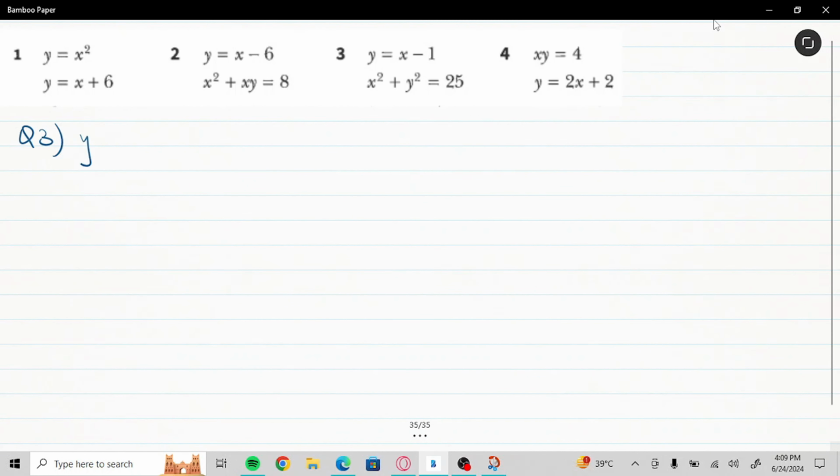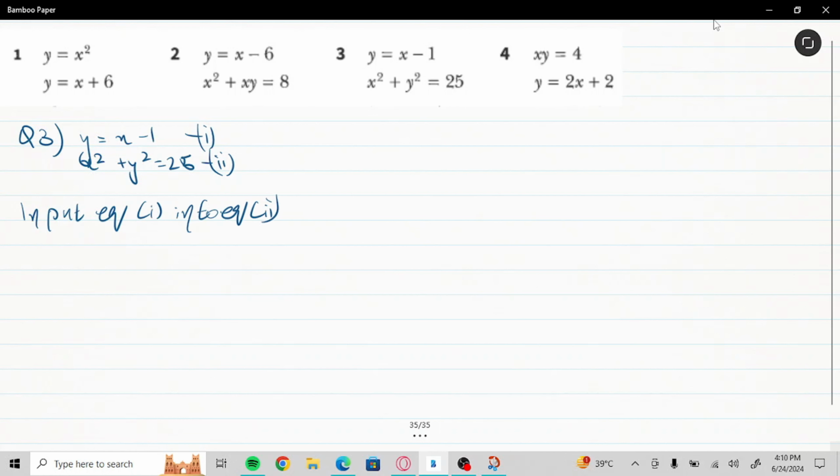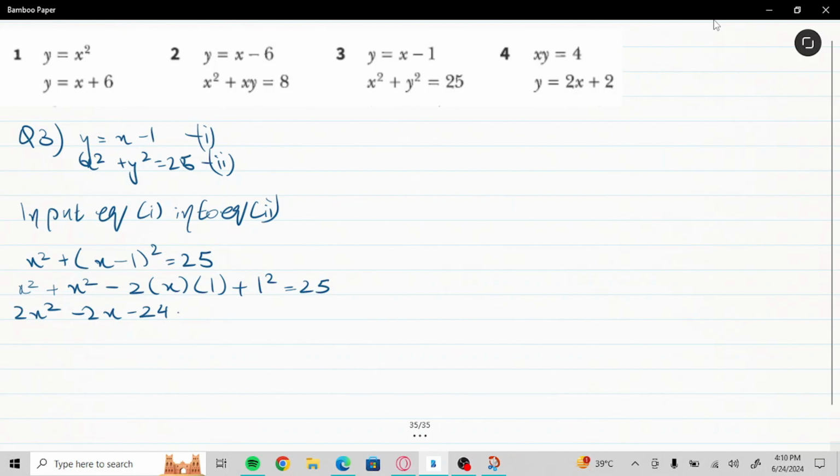For question number three, we have y is equal to x minus 1 and x squared plus y squared is equal to 25. So this one is equation 1 and this is going to be equation 2. What we do next is input equation 1 into equation 2. What we mean by that is we take the value of y from equation 1 and input it into equation 2. So x squared plus x minus 1 whole squared is equal to 25. We are going to open this with the a minus b whole squared formula. So a squared, x squared, minus 2ab, where a is x and b is 1, plus b squared, which is 1 squared, is equal to 25. Simplify this to x squared plus x squared minus 2x plus 1 minus 25, which is minus 24, is equal to 0.